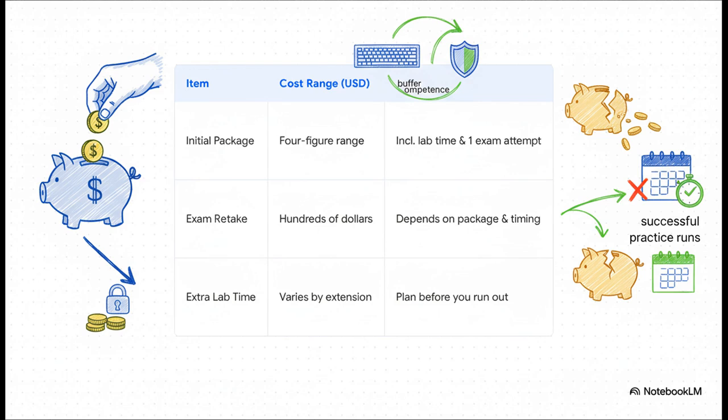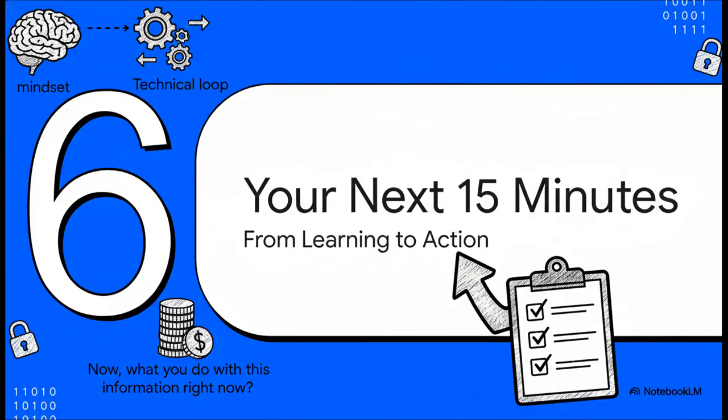When you look at the whole picture, the initial package, potential retakes, maybe some extra lab time, it becomes super clear. Getting good at buffer overflows is actually a financial strategy. Every successful practice run is you actively lowering the odds that you'll have to shell out for that retake. So we've walked through the mindset, the technical loop, and the money side of things. The big question now is, what do you do with all this information right now?